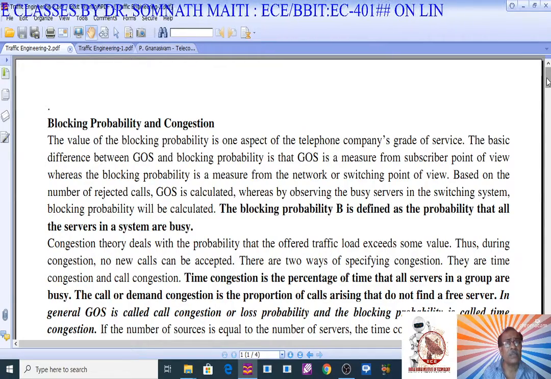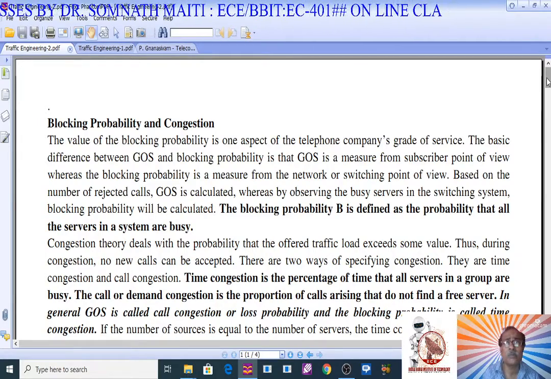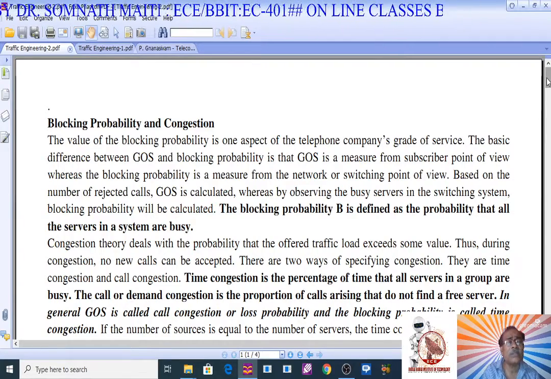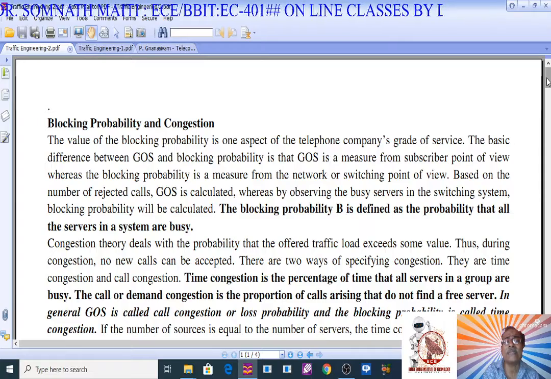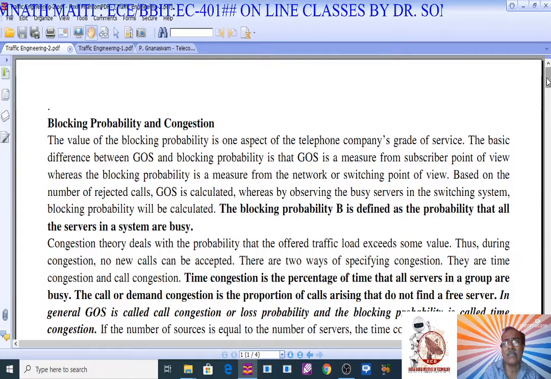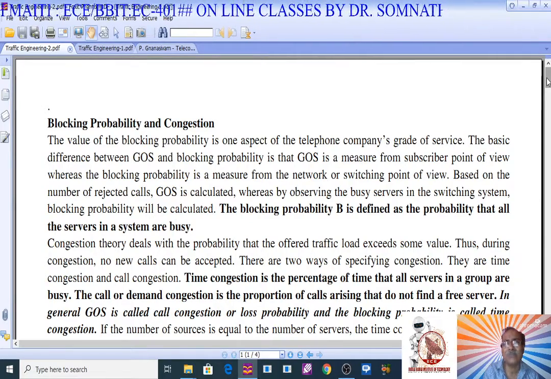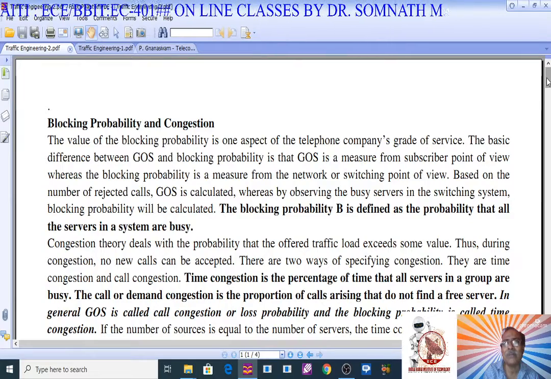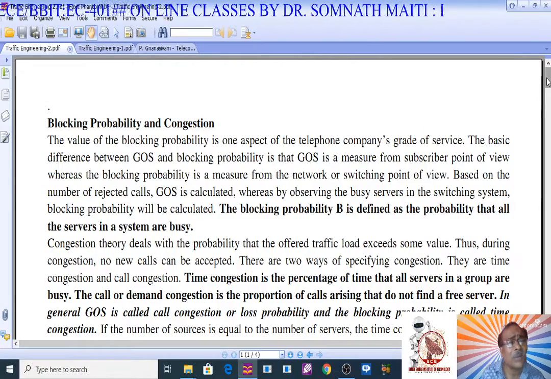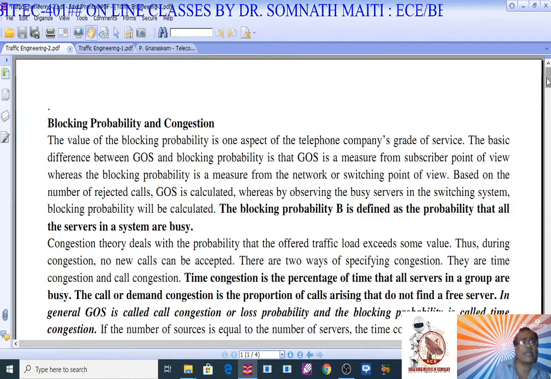Now, in order to find or understand the blocking probability, we need to know the congestion theory. Congestion theory deals with the probability that the offered traffic load exceeds some value. You have a 50 lines exchange. If you find that throughout the day all 50 lines are busy, there is a probability it may happen or may not happen. So you should know this parameter. Thus, during congestion, no new calls can be accepted.